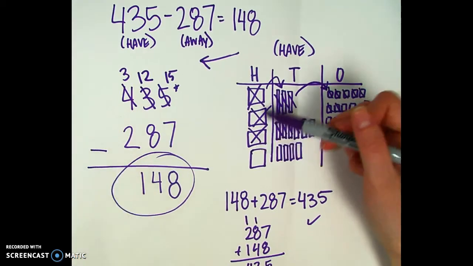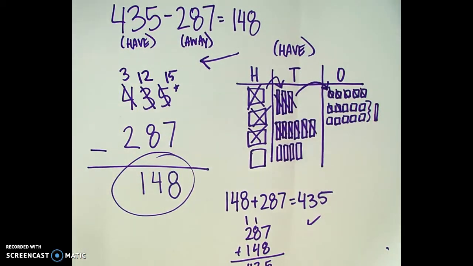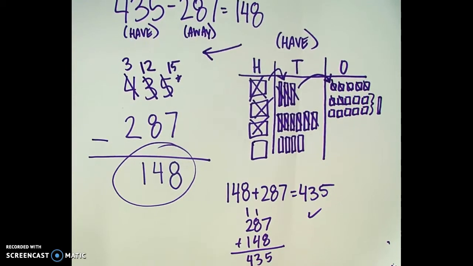3 minus 2, we did that no problem. Got 1. I checked my work, make sure it's right. Good job. Alright, now we're going to do another problem. Find some room on your paper.